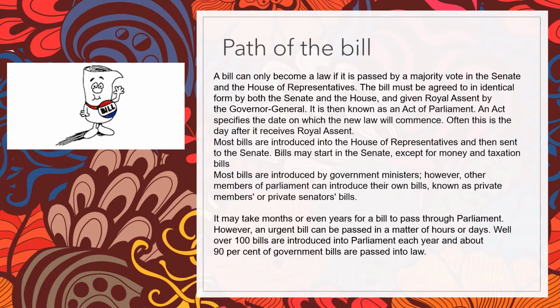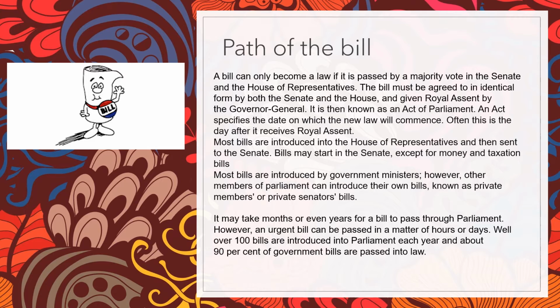Next is the path of the bill. A bill can only become a law if it is passed by a majority vote in the Senate and the House of Representatives. The bill must be agreed to in identical form by both the Senate and the House and given royal assent by the Governor-General. It is then known as an Act of Parliament. An Act specifies the date on which the new law will commence. Often, this is the day after it receives royal assent.